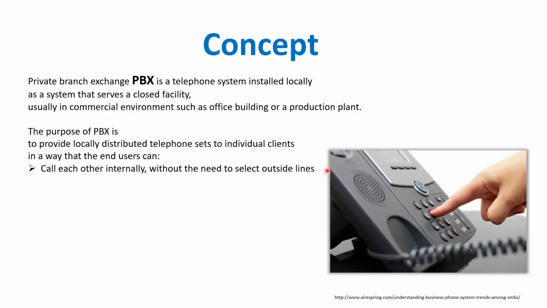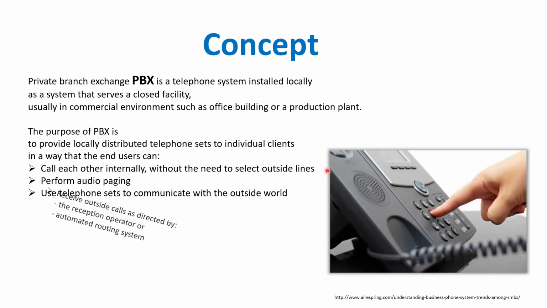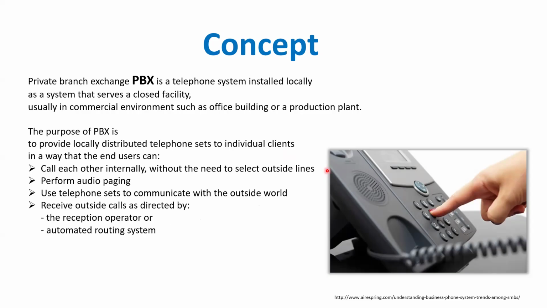So you can dial somebody's extension and have communication between one telephone and another within the building without selecting the outside lines. These are called internal calls. Perform audio paging. We covered that over the last few lessons. Use the telephone sets to communicate with the outside world, so these are outside calls. Receive outside calls as directed by, now those outside calls that are coming in can be directed by the reception operator as a human or an automated routing system, half and half.